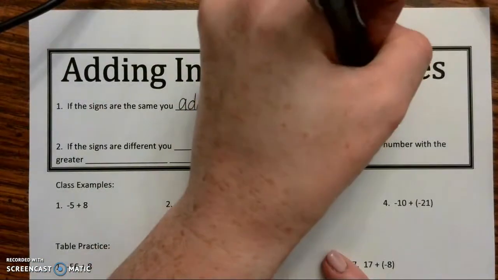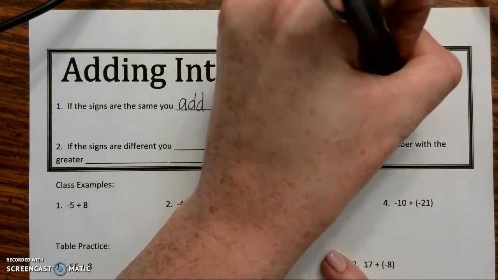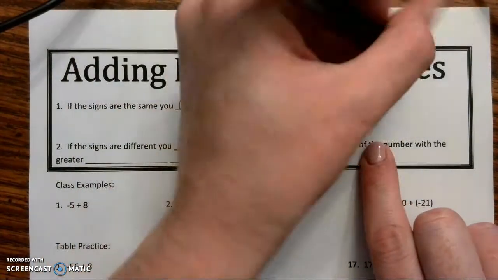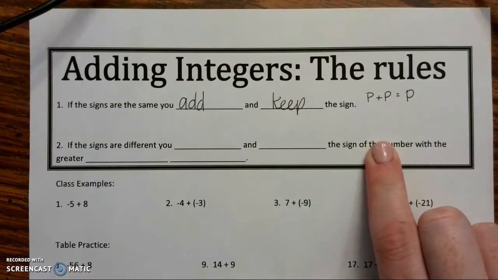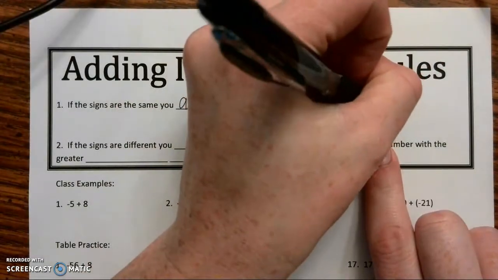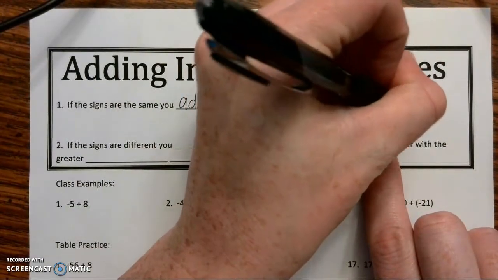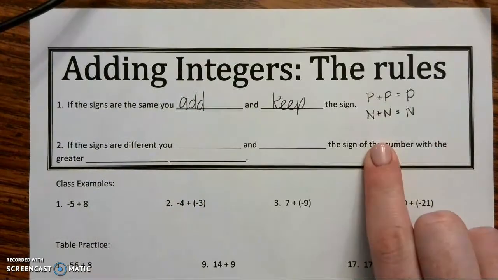An example of that would be if we had two positives. A positive plus a positive is going to equal a positive. Likewise, if you have a negative plus a negative, your answer is going to be negative.